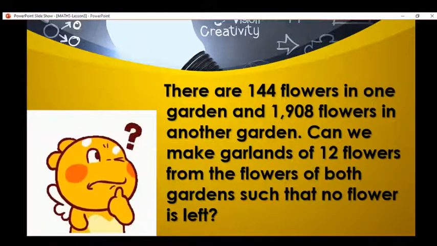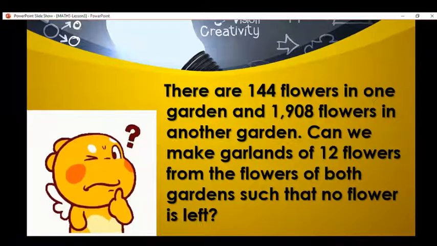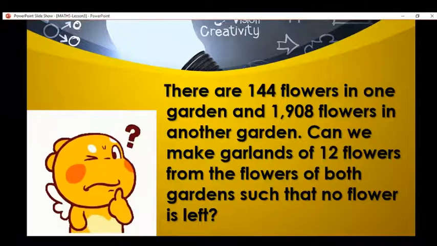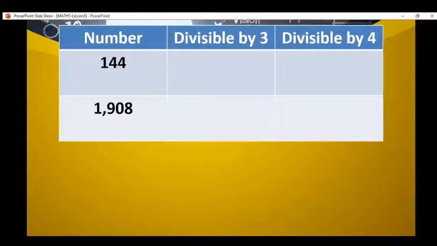There are 144 flowers in one garden and 1,908 flowers in another garden. Can we make a garland of 12 flowers from the flowers of both gardens such that no flowers are left? Okay, let's find it out. So we have the number 144 in the first garden, and the second garden will have 1,908.